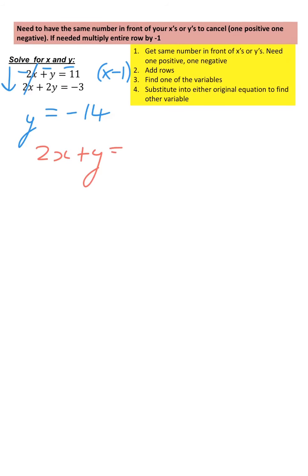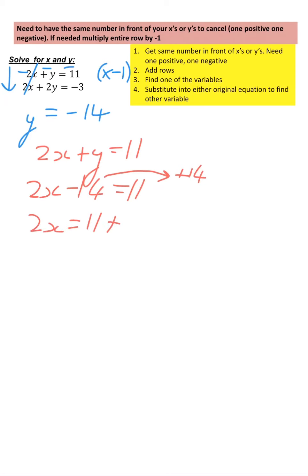So 2x plus y equals 11. Now replacing y with minus 14, so 2x minus 14 is equal to 11. Let's bring the minus 14 to the other side. It'll become plus 14. So 2x is equal to 11 plus 14. So 2x is equal to 25. Divide by 2 now. So x is equal to 25 over 2. We can leave it like that if we want, or else we can write it as 12.5, and that is our x value.